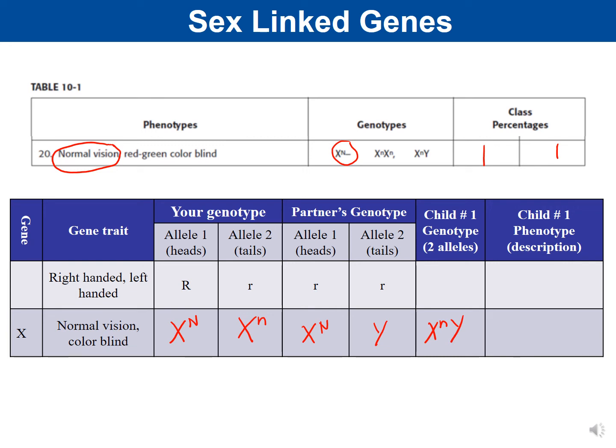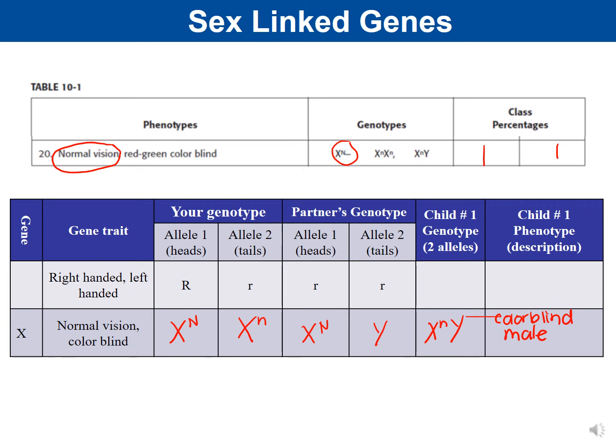What would the phenotype of my child be in this case? And the answer is that this would be a colorblind male. So make sure that you include the gender. This would be a colorblind male.